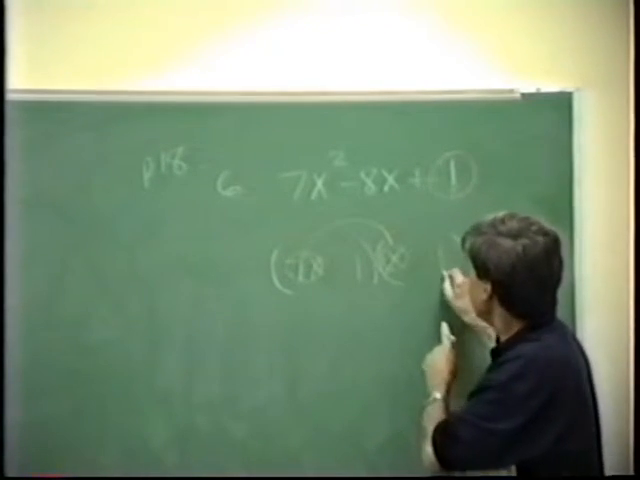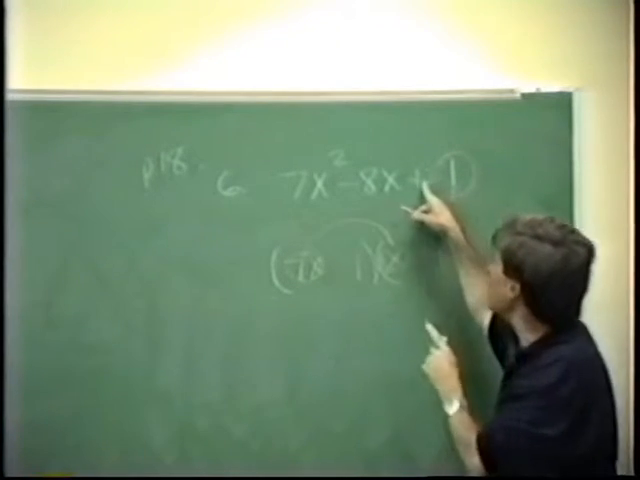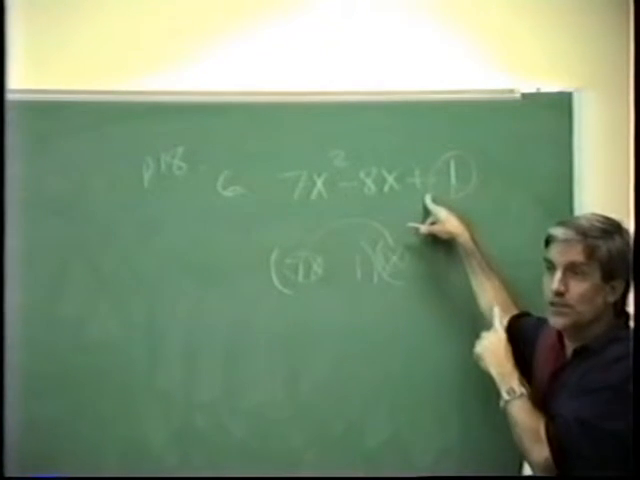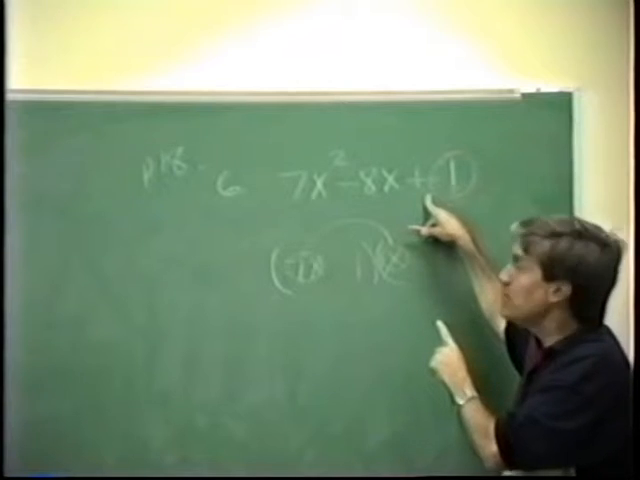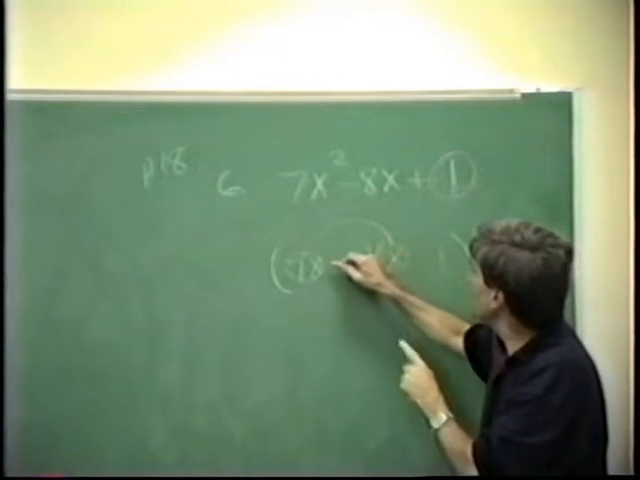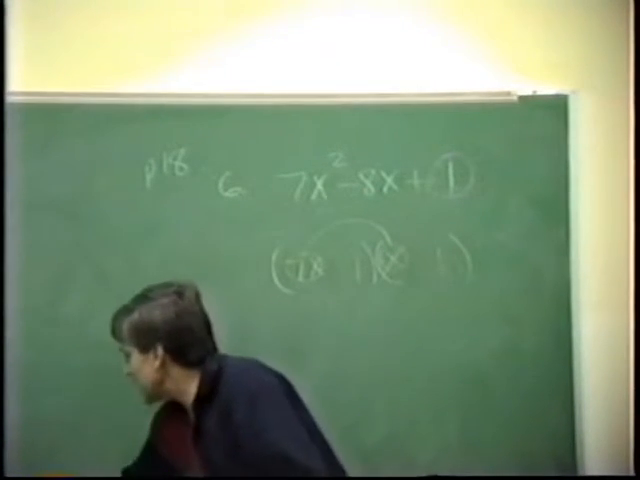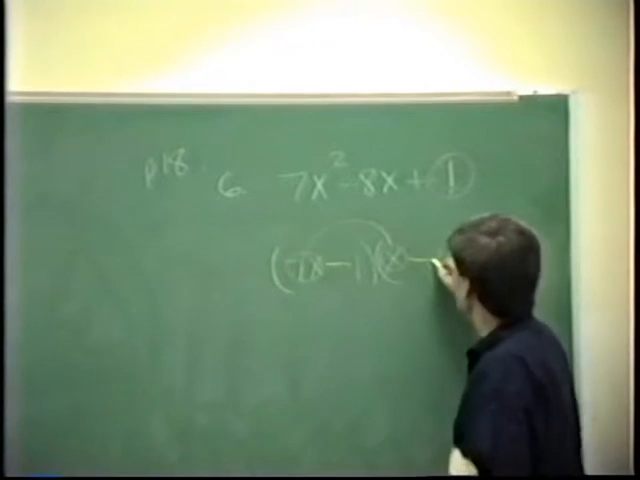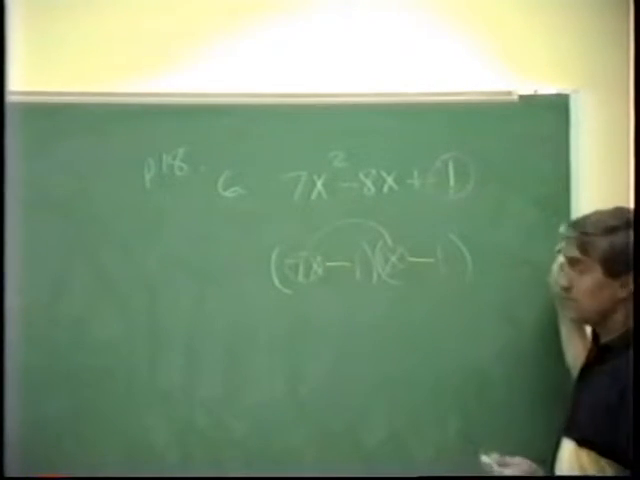1 times 1. And then you have to have the signs, what? The same or different? Same sign. And they both have to be negative, so that would make this a negative and a negative. Negative, negative. Okay? And that's it.